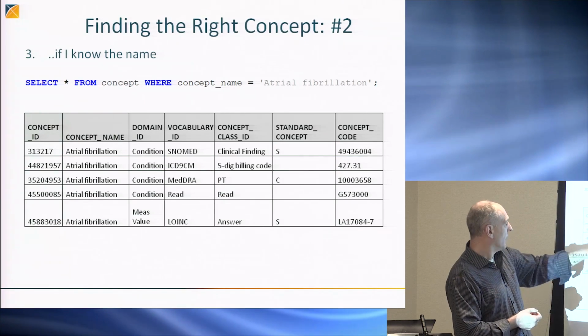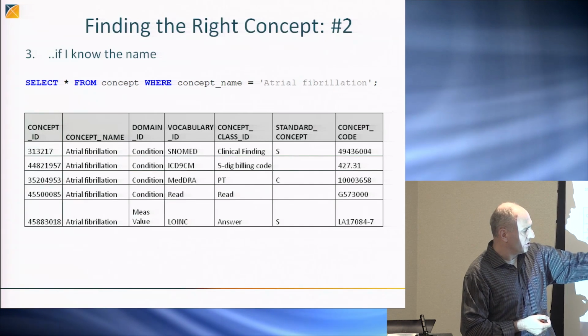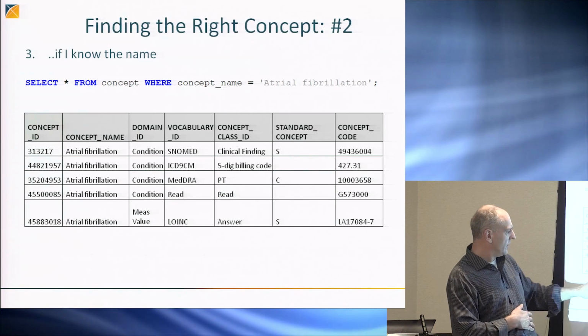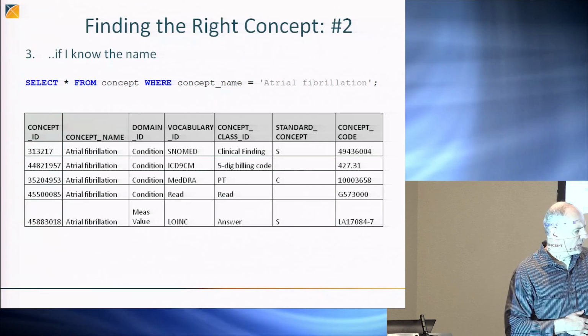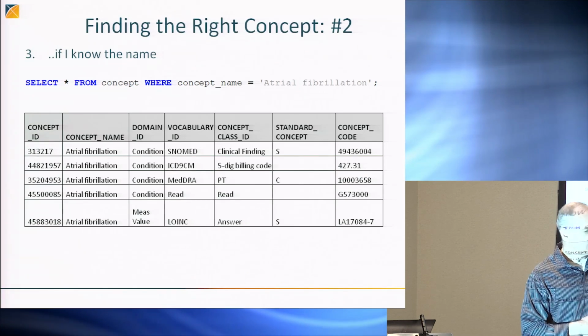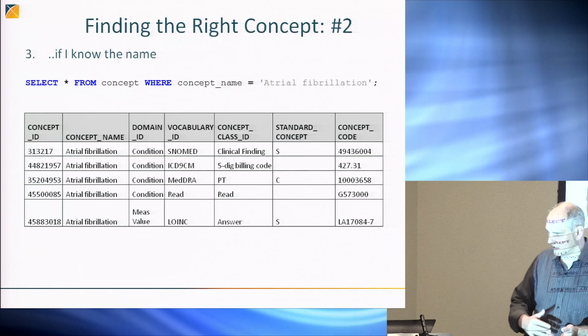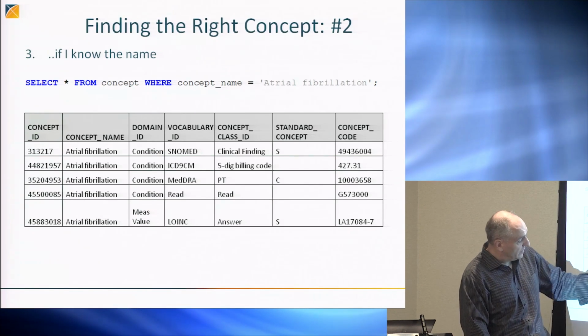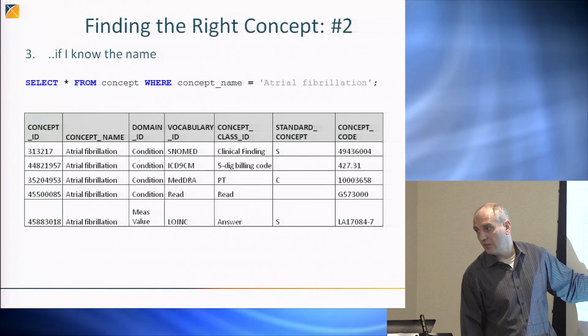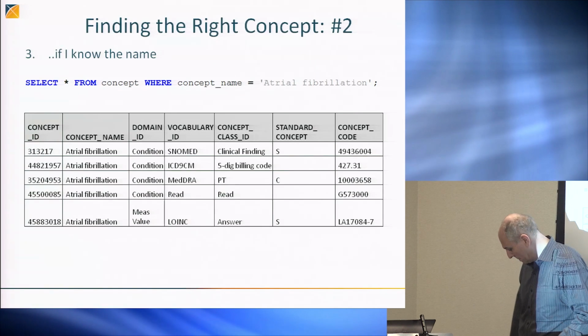Okay. So what are these here? Condition, condition, condition, condition, measurement value. This is actually, atrial fibrillation is a LOINC answer in a survey. So LOINC has these surveys where they have all the standardized answers. So this answer happened to be atrial fibrillation, but it's not a condition, it's an answer to a question. Okay? I have a question.